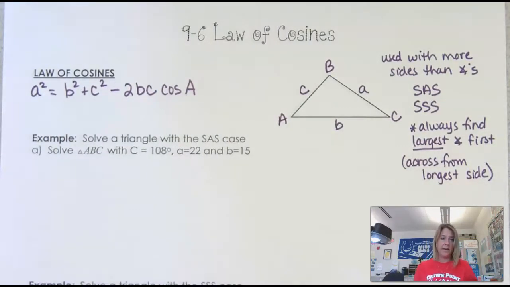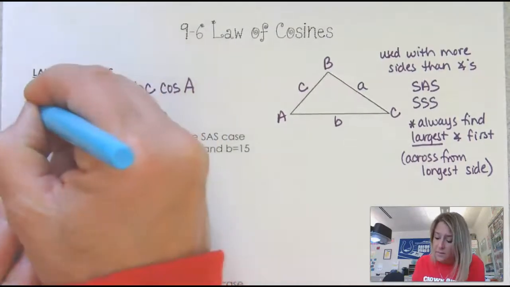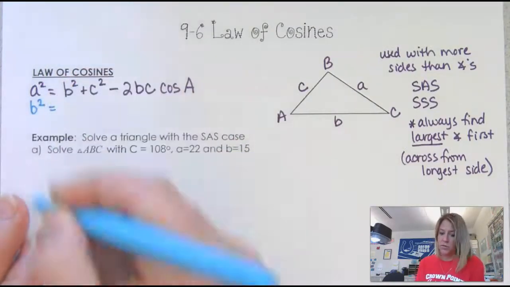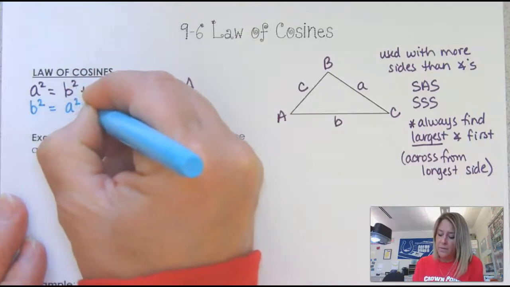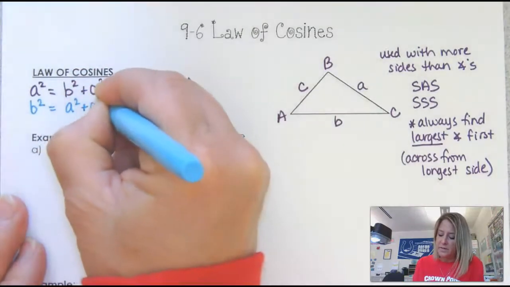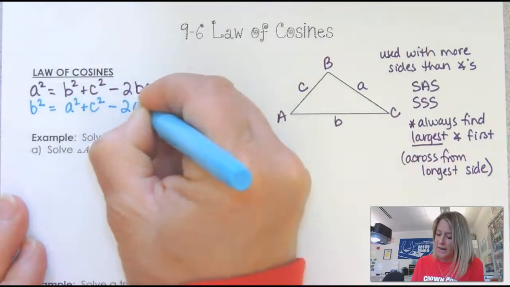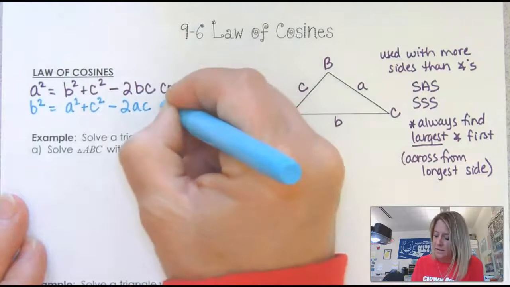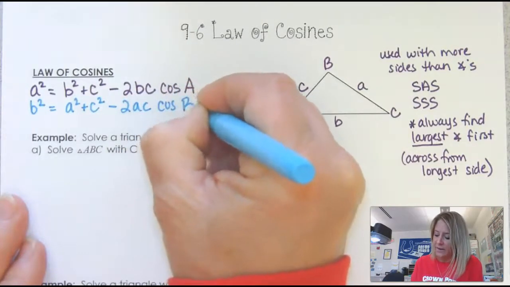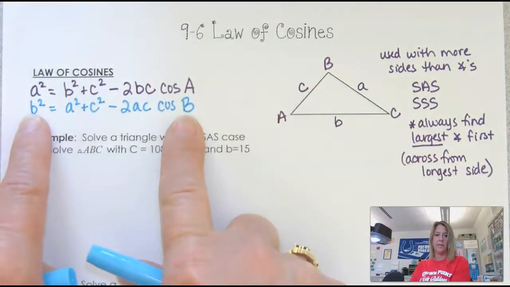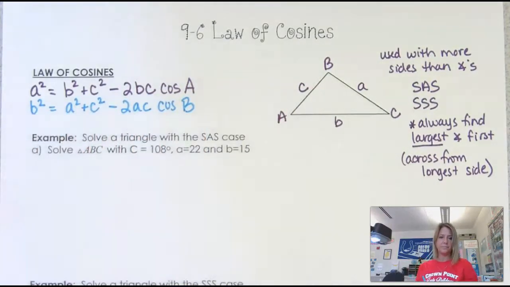All right, so I'm going to do that again with the other two, just so you can kind of see how this pattern goes. So let's say we're starting with side B. So if I have B squared, I would set that equal to A squared plus C squared minus 2AC cosine of angle B. So the angle always matches with what you're starting with, and then you've got the other two letters here. All right.